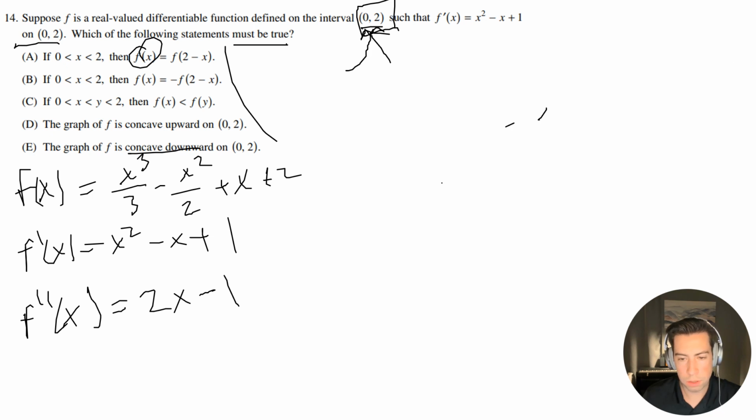Let me erase this last thing here, it's kind of in the way. All right, answer A: if 0 is less than x, which is less than 2, then f of x equals f of 2 minus x.